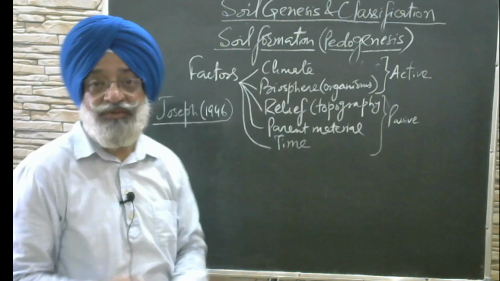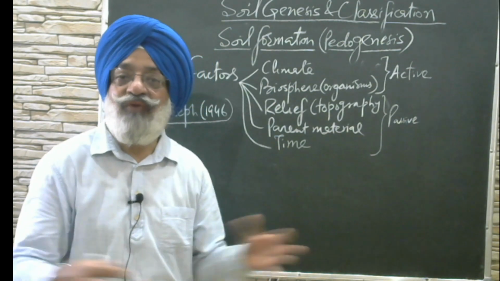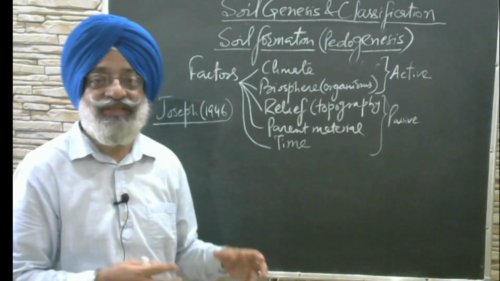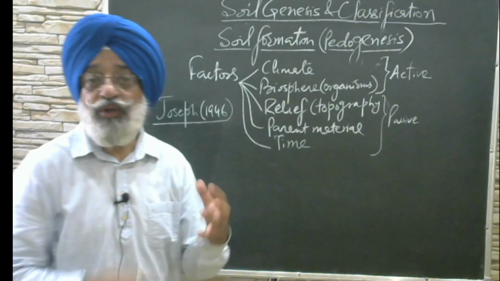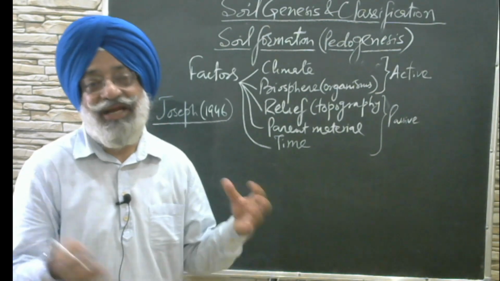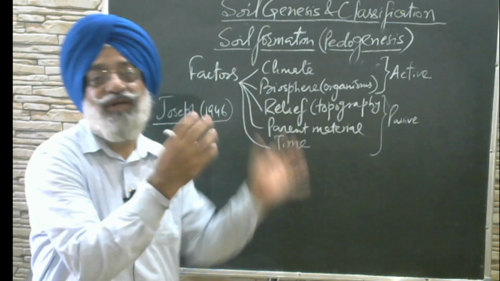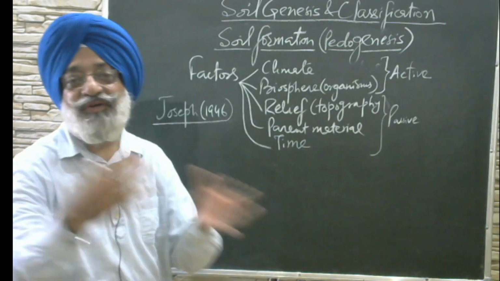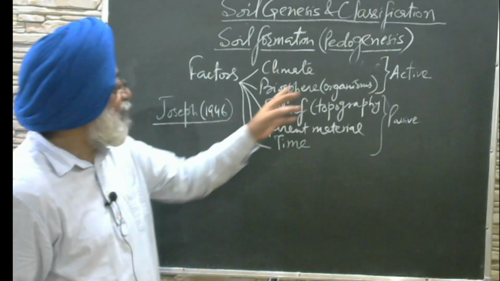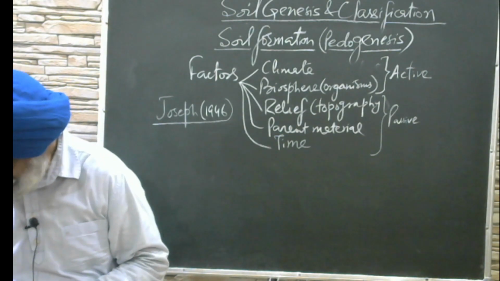And similarly, the biosphere, the organisms, remain active, particularly the fauna. They burrow the soil, they mix the soil, so that's why it is active. And similarly, flora provide energy in the form of biomass, and that biomass is basically the food for microorganisms. So you can say flora, in fact, is food for the fauna, and this is how both provide energy. So the factors which provide energy are called active factors.